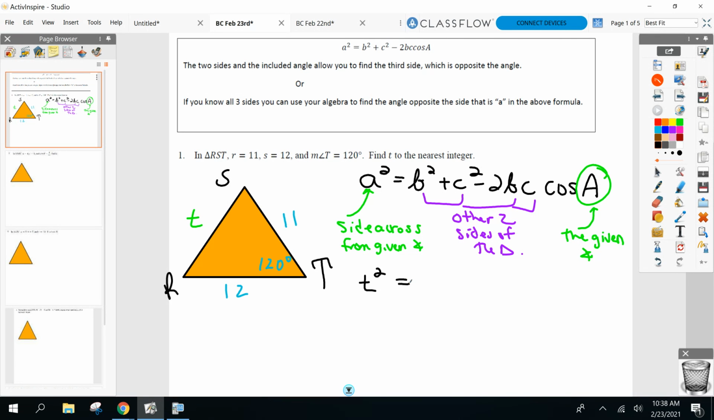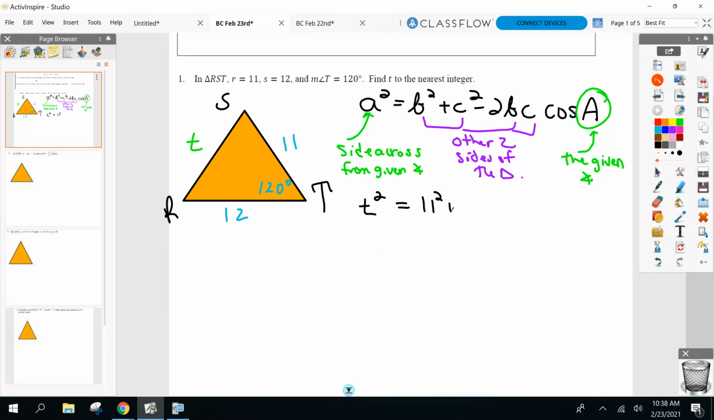Equals. B and C are my other two sides, which are 11 and 12. So T squared equals 11 squared plus 12 squared minus 2 times B and C, still 11 and 12, 11 times 12. All right, everyone here, ready? Cosine, what's my angle? I know it, it's 120 degrees. So whatever the value of cosine of 120 is, that's what's going to go there.